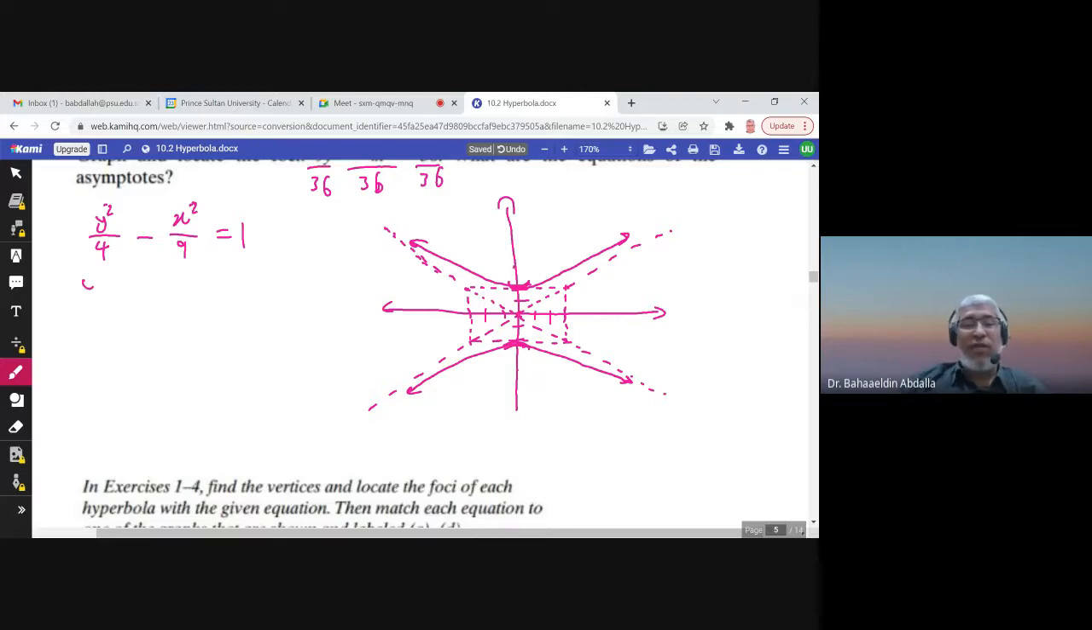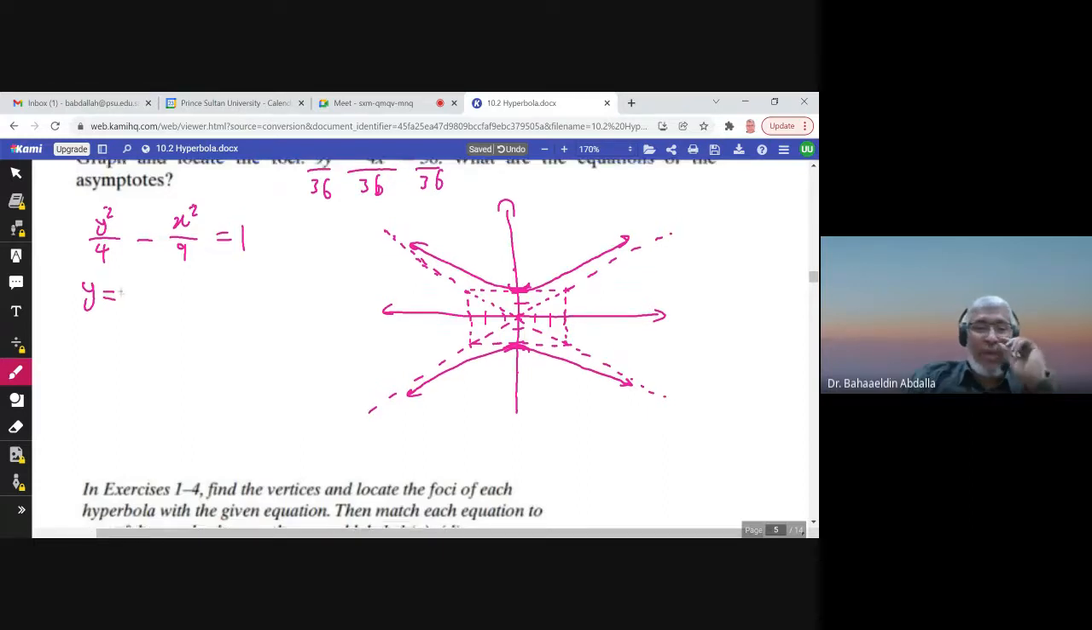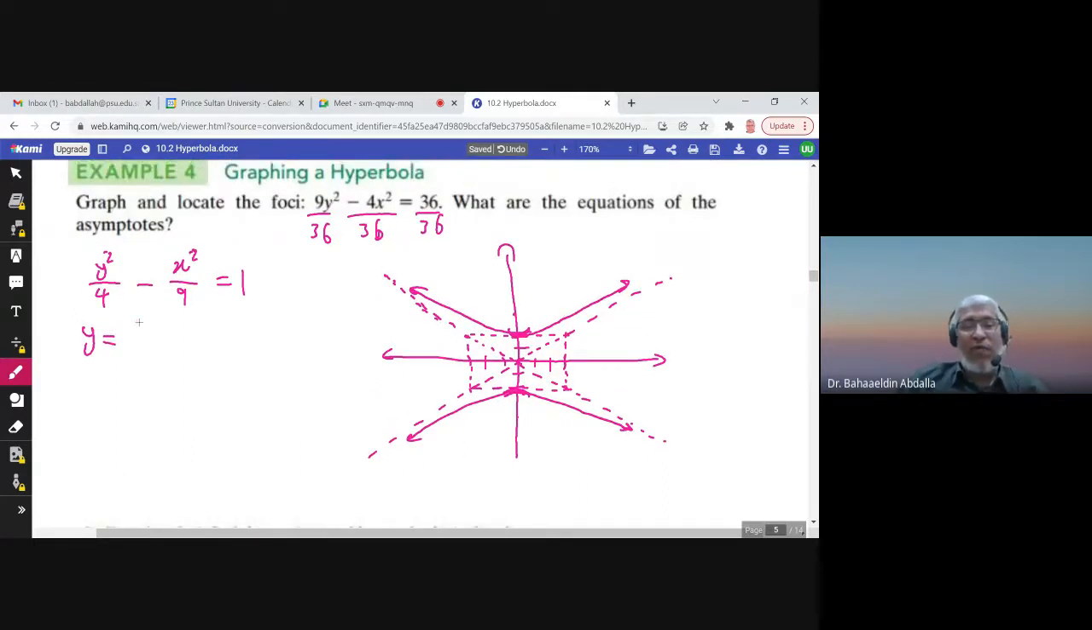Let me write first the equation of the asymptotes. Below y squared I have 4, so I take 2. Below x squared I have 9, so I take 3. These are the equations of the asymptotes. And for the foci, c squared is 9 plus 4, that's 13. The foci would be here now. So the foci have coordinates 0, plus or minus square root of 13.